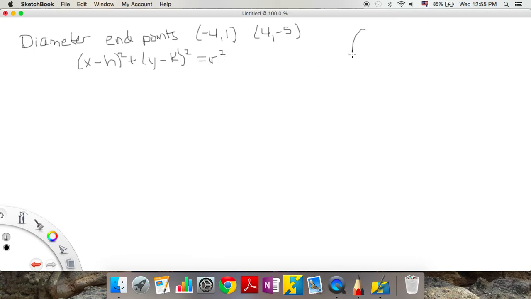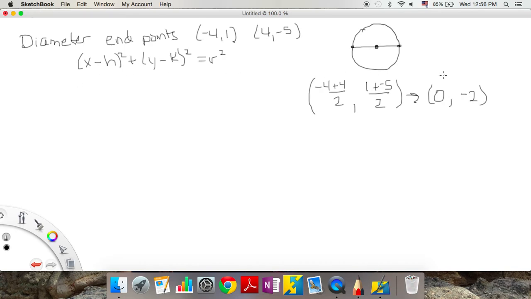Well, let's think about a circle here. We know the diameter cuts all the way across it. So we know that the midpoint of the diameter is the center of the circle. So remember the midpoint formula, we just average the x's and then average the y's, and that gives us our center of (0, -2), because we took the midpoint of this segment connecting these two. So that means we've got an h of 0 and a k of -2.